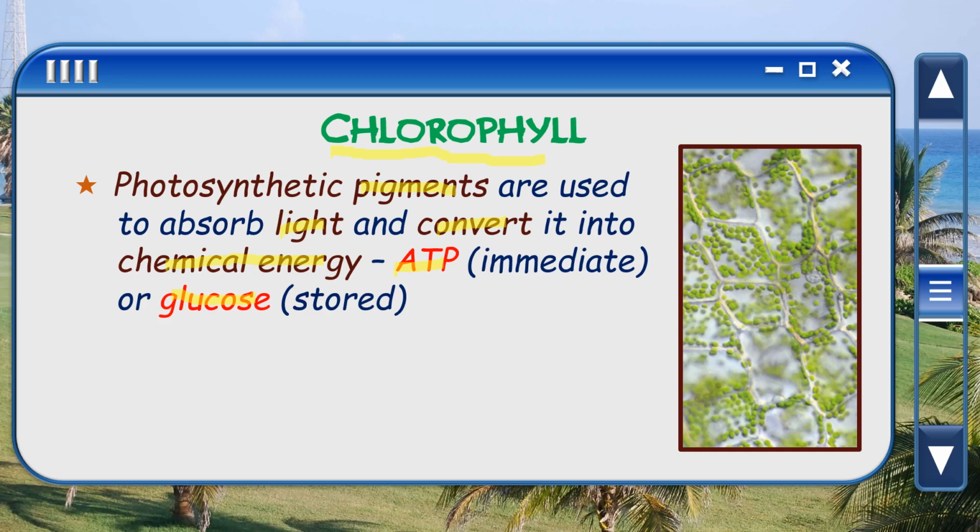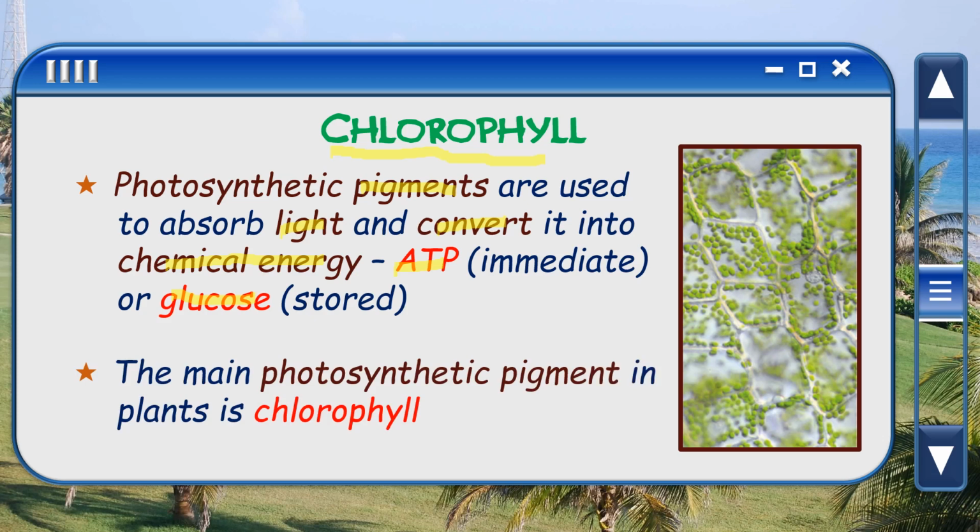The main photosynthetic pigment in the plants is chlorophyll. For example, if you look at our plant here, you can see the different plant cells inside, and you will see those green colors. Those are chloroplasts. And those chloroplasts, if you look at them, they are green in color because they have got the photosynthetic pigment, which is chlorophyll.